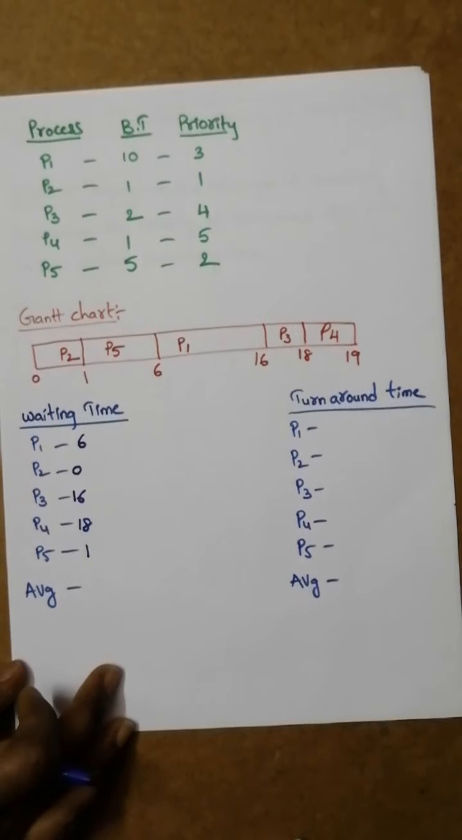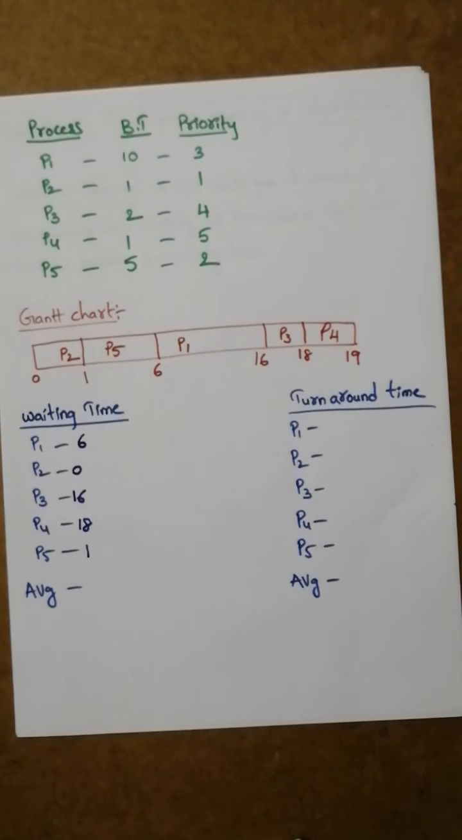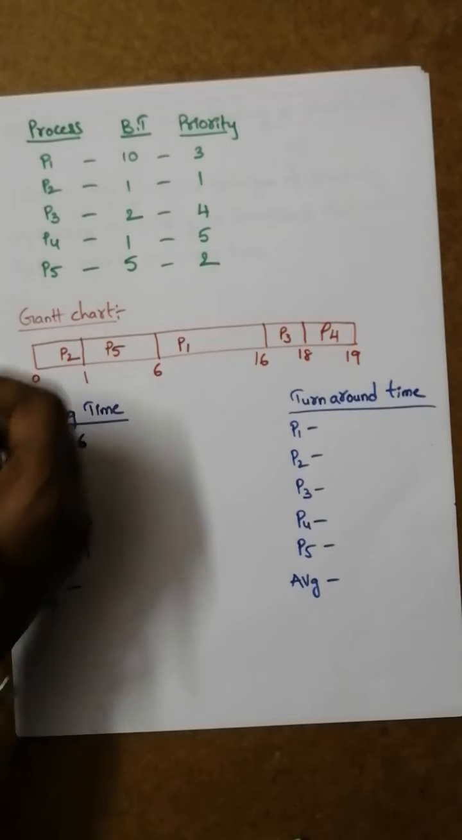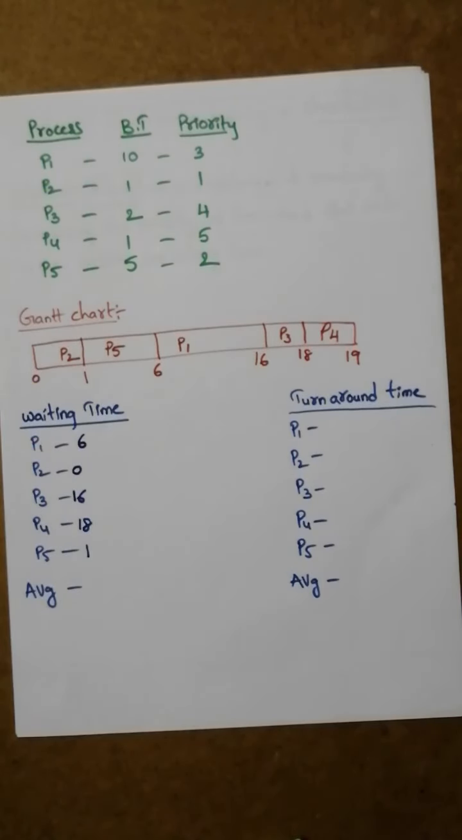Now we should calculate the average of all these. Average means add up and divide by the number of processes. So I'll just add all of this: 19, 35, 6, 41. So it is 41 by 5.